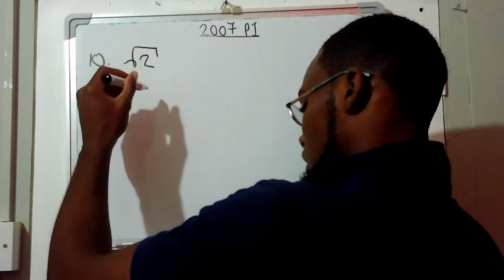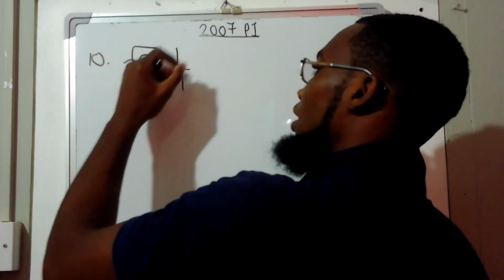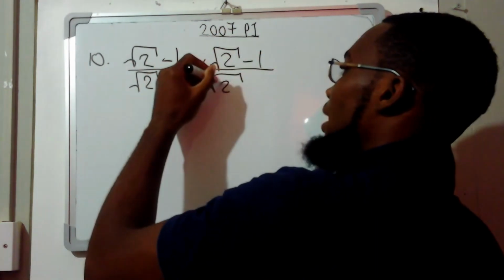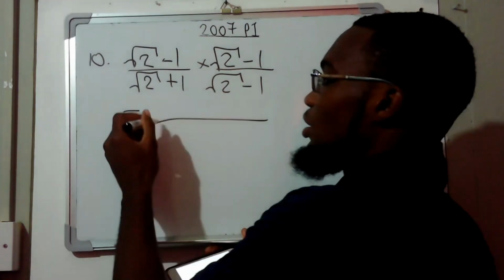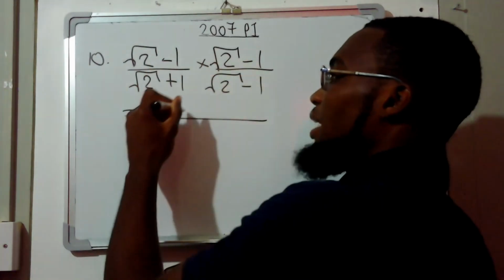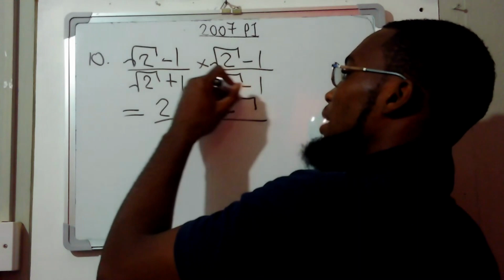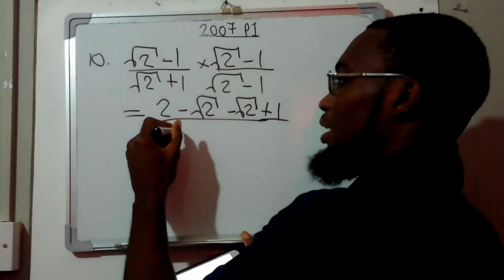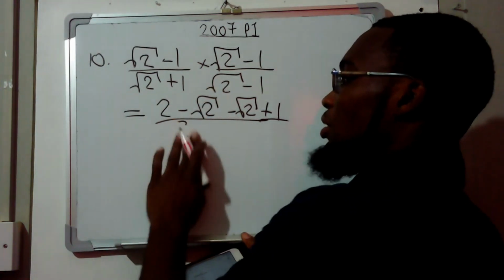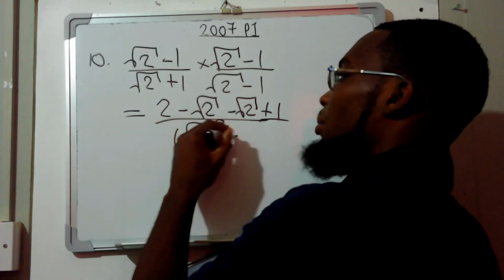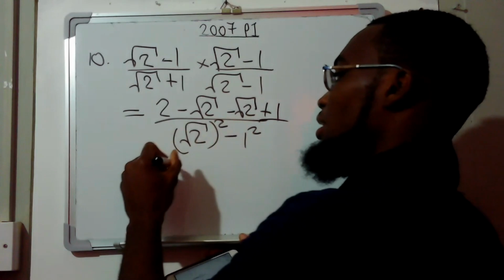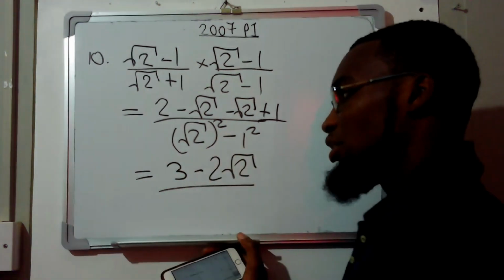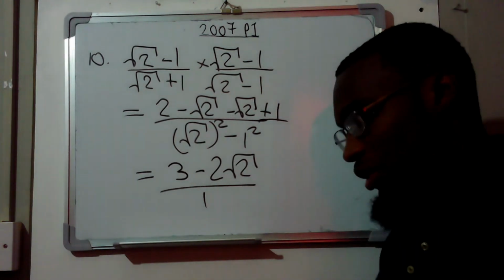So we have root 2 minus 1 over root 2 plus 1, multiplied by, rationalizing, the conjugate of the denominator, root 2 minus 1 over root 2 minus 1. When we rationalize, root 2 times root 2 is 2, root 2 times minus 1 is minus root 2, minus 1 times root 2 is minus root 2, minus 1 times minus 1 is plus 1. Then the denominator becomes the difference of two squares, root 2 squared minus 1 squared, which is 2 minus 1, which is 1. The numerator works out to be 2 plus 1 is 3, root 2 minus root 2 is minus 2 root 2. Then you just look at which option gives you that.